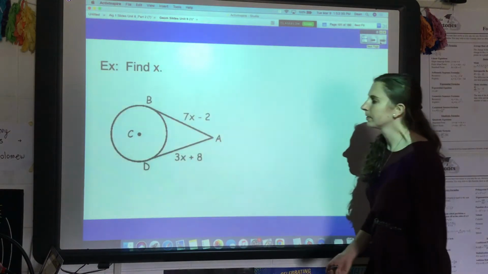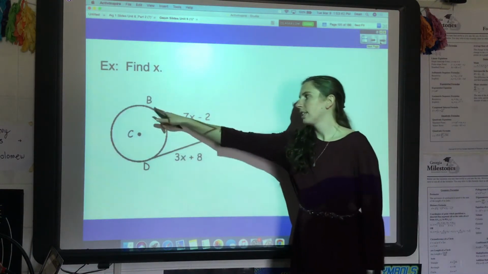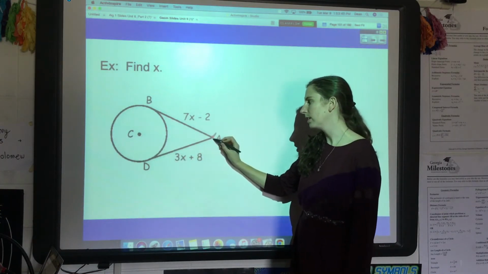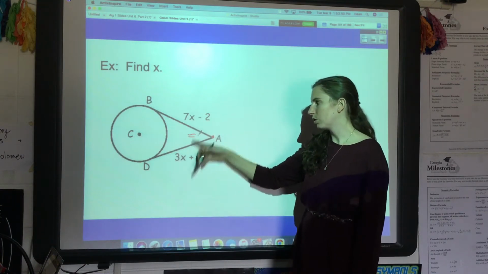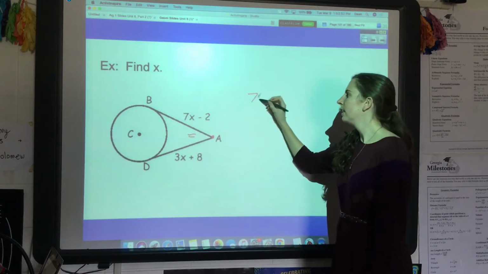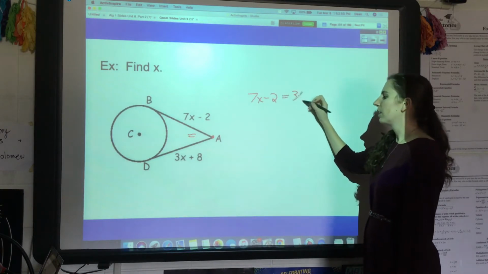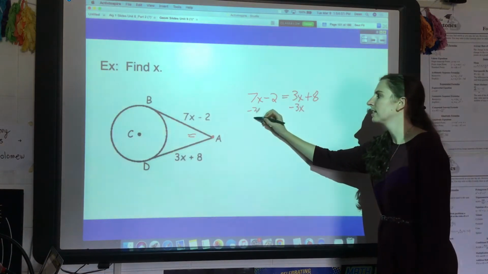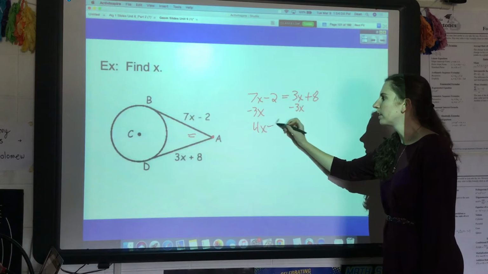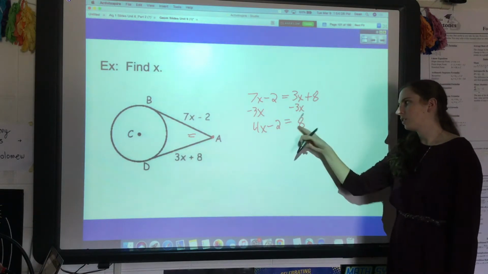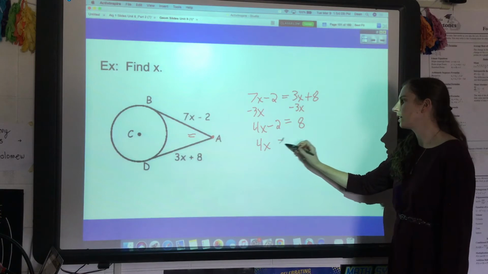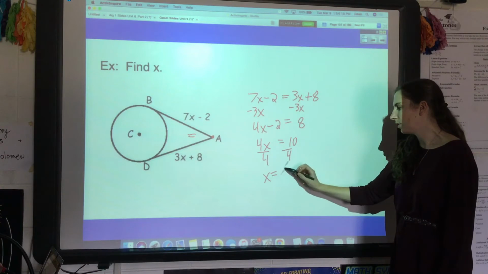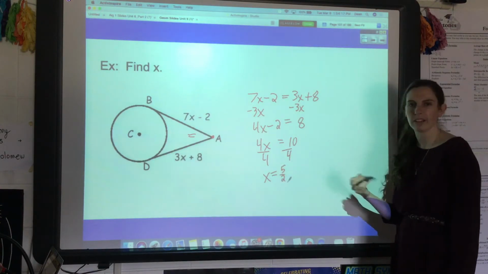For example, let's assume these are tangent lines here, that I know are tangent lines. If that's the case and they're coming from the same point, then I know they're equal. So those two should equal each other. Let's just solve that. 7x minus 2 should equal 3x plus 8. To solve for x, just subtract 3x from both sides. So you get 4x minus 2 equals 8. Then add 2 to both sides. So 4x equals 10. And divide by 4. So x equals 10 fourths, or 5 halves, or 2.5.